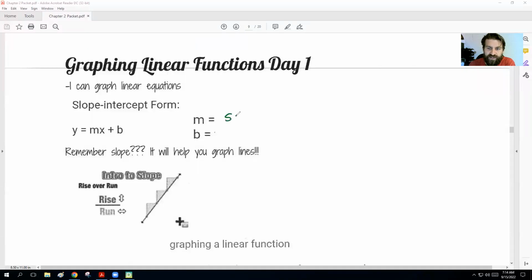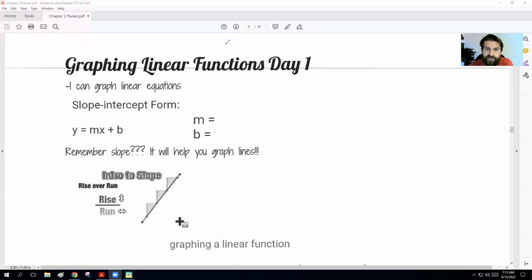M is the slope. We talked about that in the last section. So that is your rise over run. And b, we talked about from a while ago, is the y-intercept, where it crosses the y-axis, the up and down. So the key thing here is to remember slope. Slope is our rise over run, and it's how far up and over to the right we go. Okay, so if we ever have a negative slope, that means we go down and still to the right.